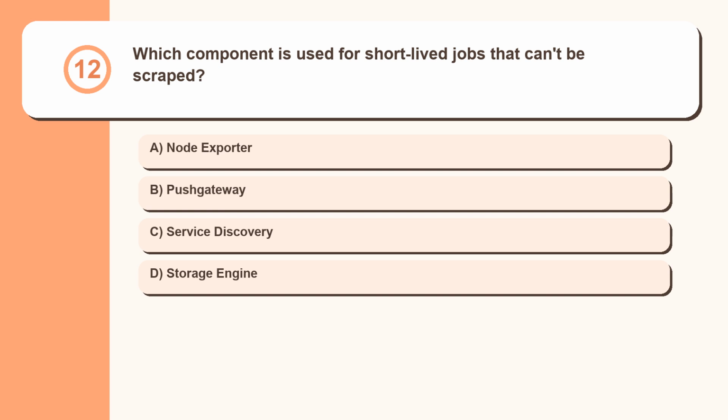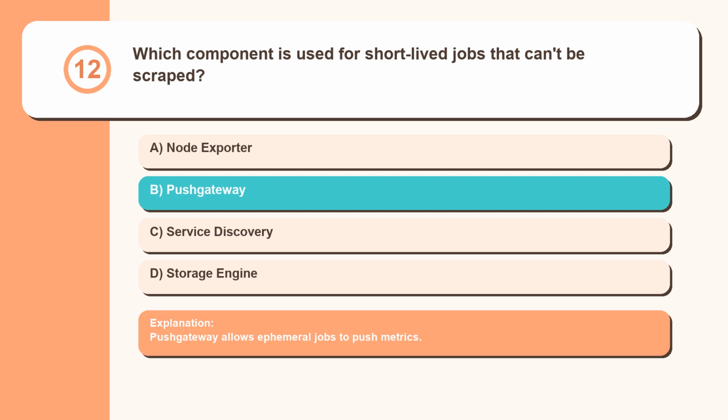Question 12. Which component is used for short-lived jobs that can't be scraped? Node Exporter, Push Gateway, Service Discovery, Storage Engine. Push Gateway allows ephemeral jobs to push metrics.